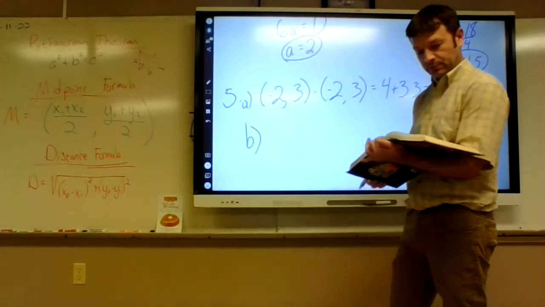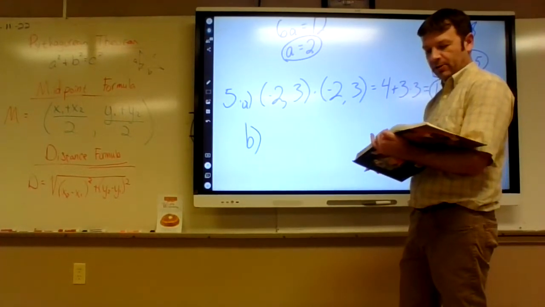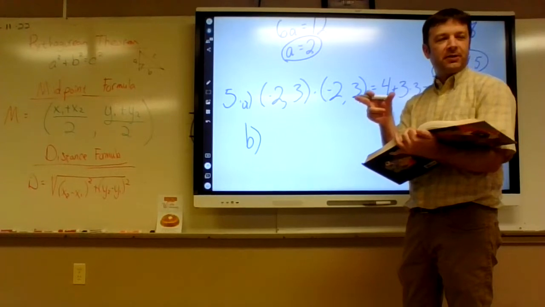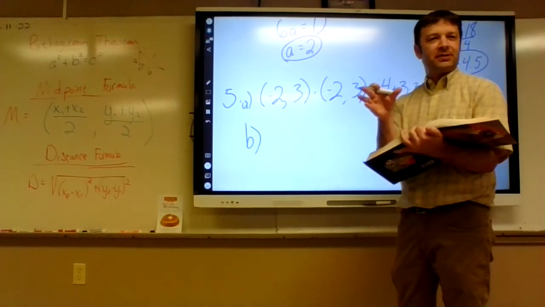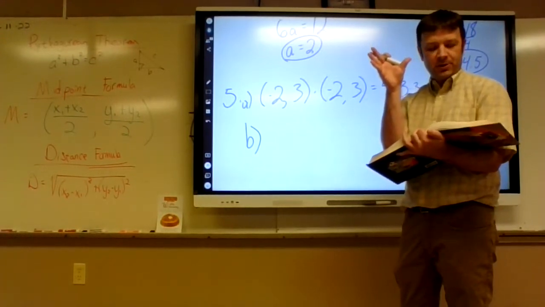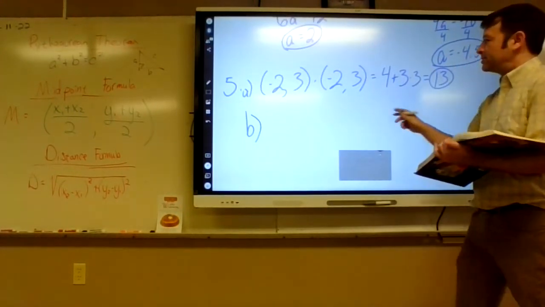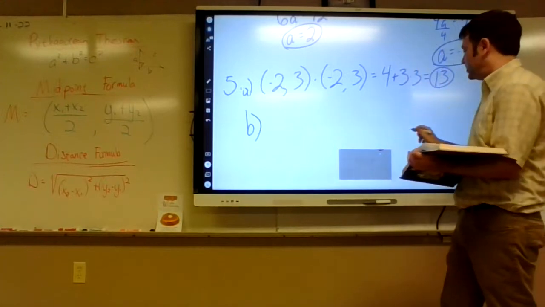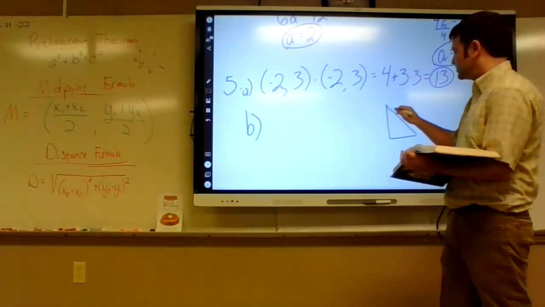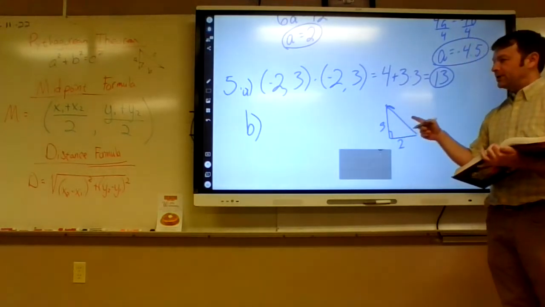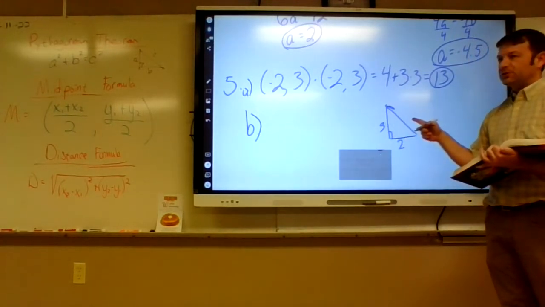Okay, B. What is the magnitude? Magnitude means distance, length, how far it goes. So -2, 3 tells us this is the vector, and we just do -2 squared plus 3 squared, and then the square root of that, right?